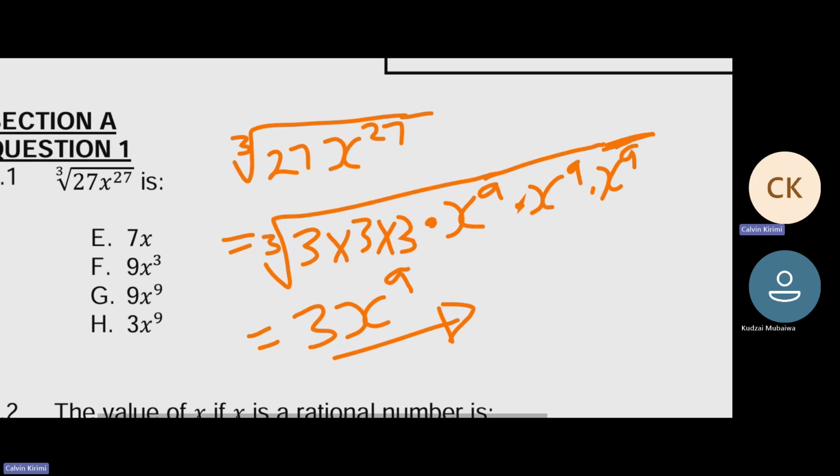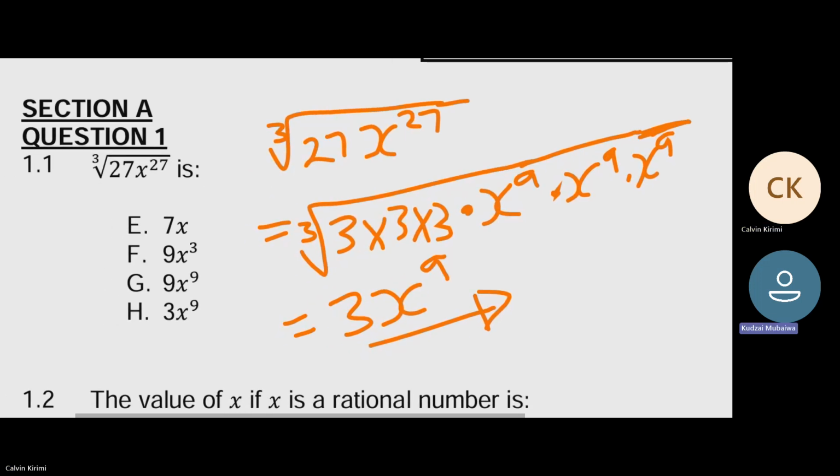Any question here? So for the power of 27, we must get 3 numbers that we can multiply to get 27. So the 3 numbers are x to the power 9, x to the power 9, x to the power 9. Then when you are taking the answer, you only take one of each that you multiply. Don't take all. Now the answer will be just 3x to the power 9. Yes, sir.